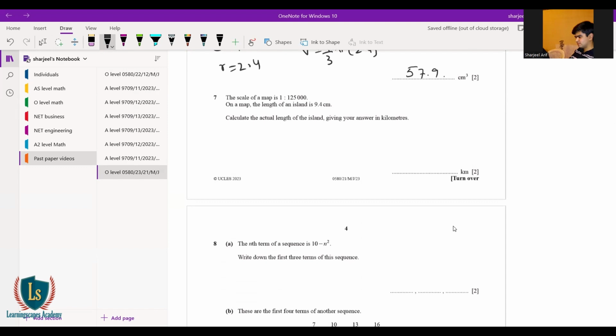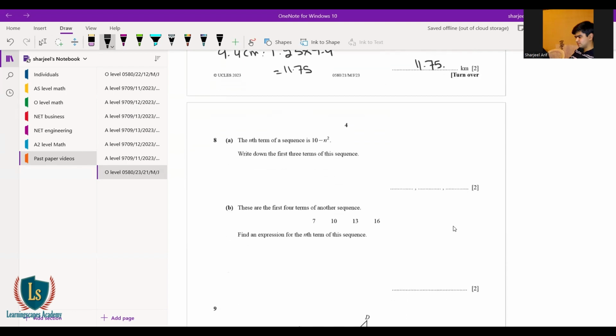For question number 7, we have 1:125,000, which means 1 centimeter is equal to 1.25 kilometers. So 9.4 centimeters should be equal to 1.25 into 9.4. That is 11.75 kilometers. So this is our answer.